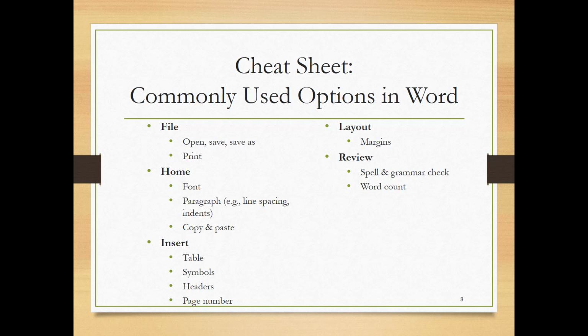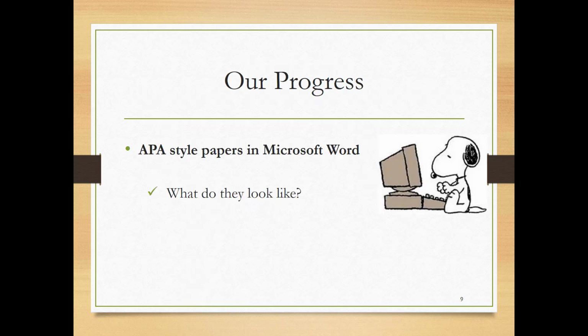These are all settings that I typically use when I write APA style papers. All right, so now you're a whiz at knowing what APA style papers look like, and you're fully updated to APA 7th, unlike me. Still struggling with that. And then you now know how to use Microsoft Word to format those papers.